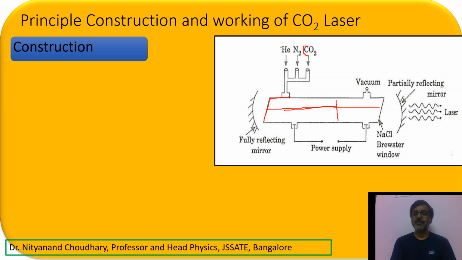Now at the two ends, we have to put 2 mirrors. One of the mirrors should be fully reflecting and the other mirror should be partially reflecting. So at one end we have given the fully reflecting mirror, and at the other end the partially reflecting mirror. Through this mirror we are putting a Brewster window, using which we can polarize the light. So at the end of this laser tube we are putting the Brewster window through which we can polarize the light.